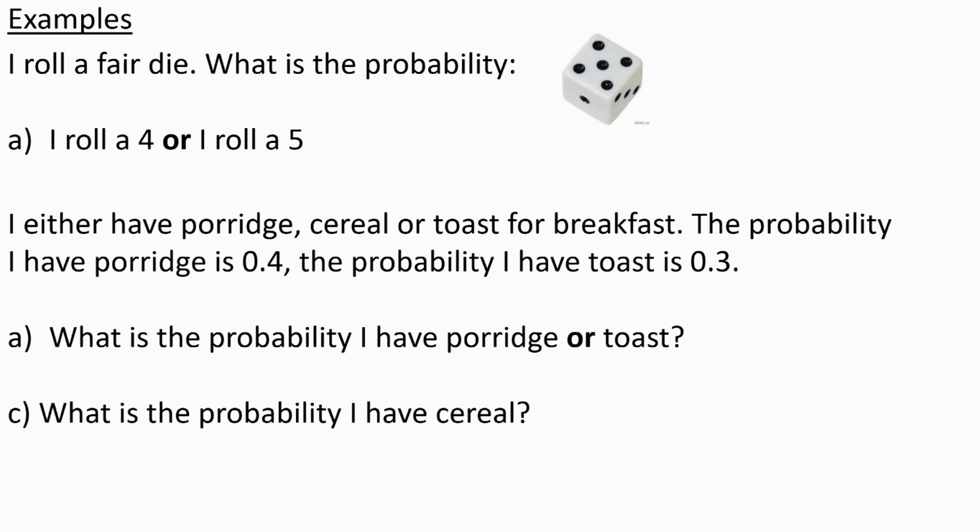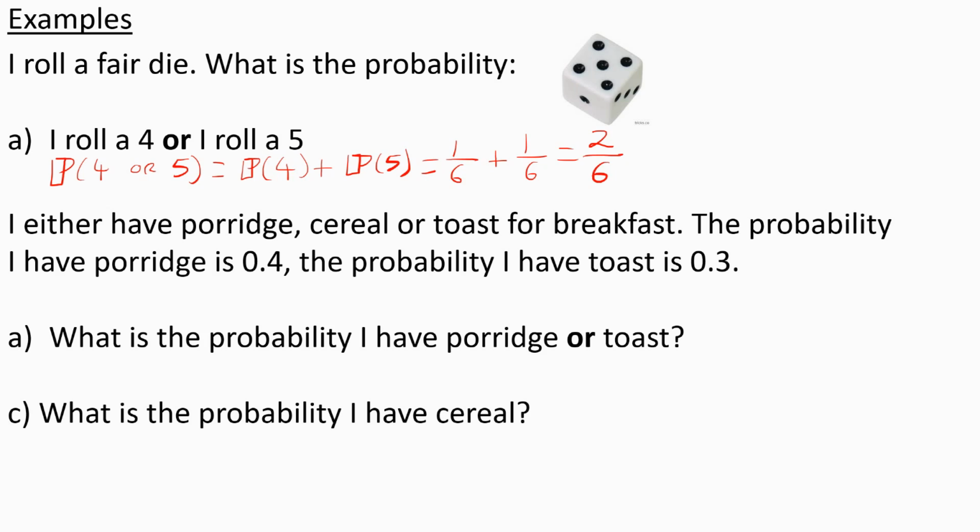So here's an example. I roll a fair die. What is the probability I roll a 4 or I roll a 5? Well, one way that you could think about this is the probability of 4 or 5. Because it's impossible to get two different scores when you roll a dice, these are mutually exclusive events. So it's basically the probability I get a 4 plus the probability I get a 5. The probability I get a 4 is 1 out of 6. The probability I get a 5 is 1 out of 6. So we can say it's 1 out of 6 plus 1 out of 6, which is 2 out of 6. Remember, we add the tops, not the bottoms.